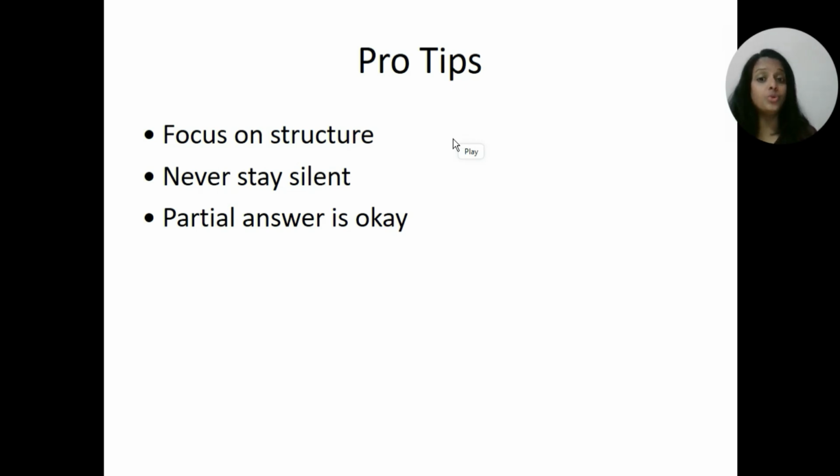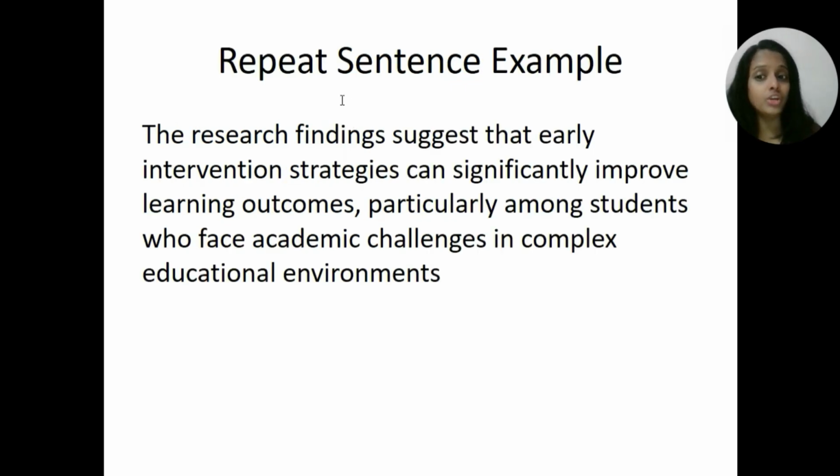Now, the real process starts here. The chunk. Step one, you have to chunk the sentence while listening, right? So the first chunk is the research findings suggest. Chunk two is that early intervention strategies. Chunk three is can significantly improve learning outcomes. Chunk four is particularly among students. Chunk five is who face academic challenges, and chunk six is in complex educational environments.